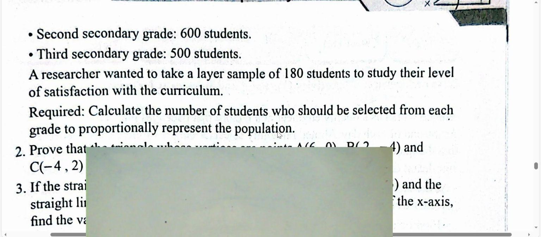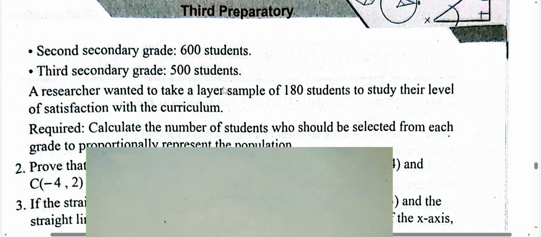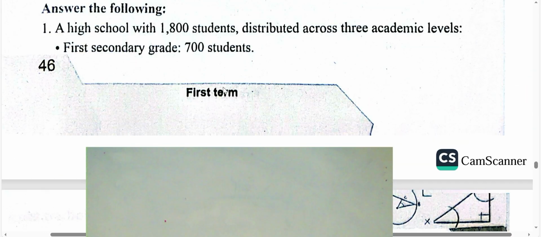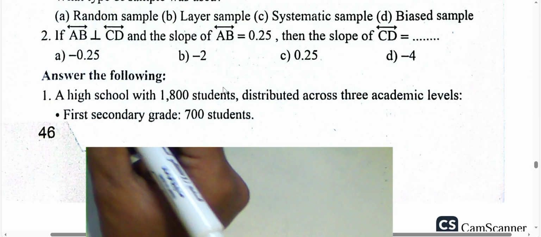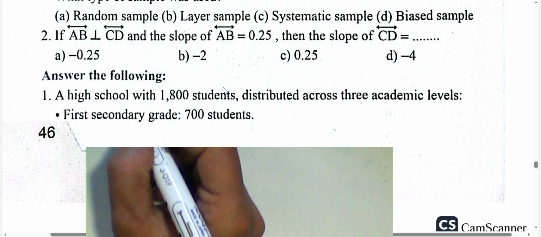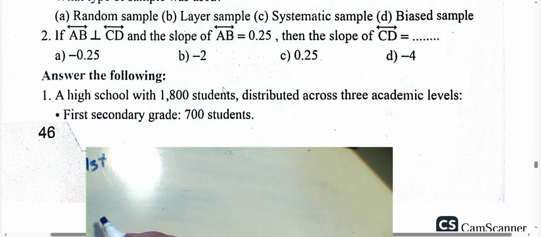Okay. We want to find the number of students. We will choose 180 students from all levels, 3 levels, but different students. Now we can choose by using the proportional method. Right, part 700, the first secondary. We can write the first secondary here.